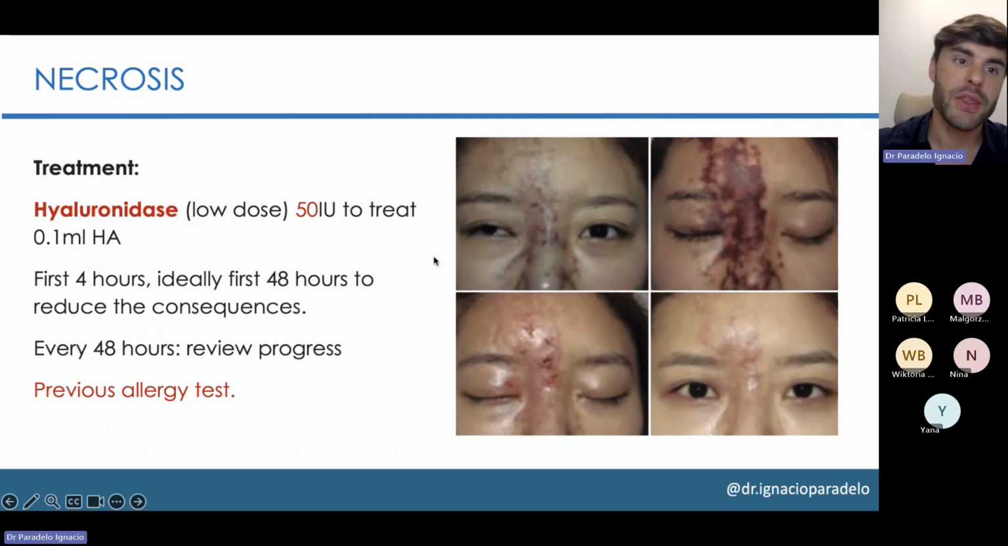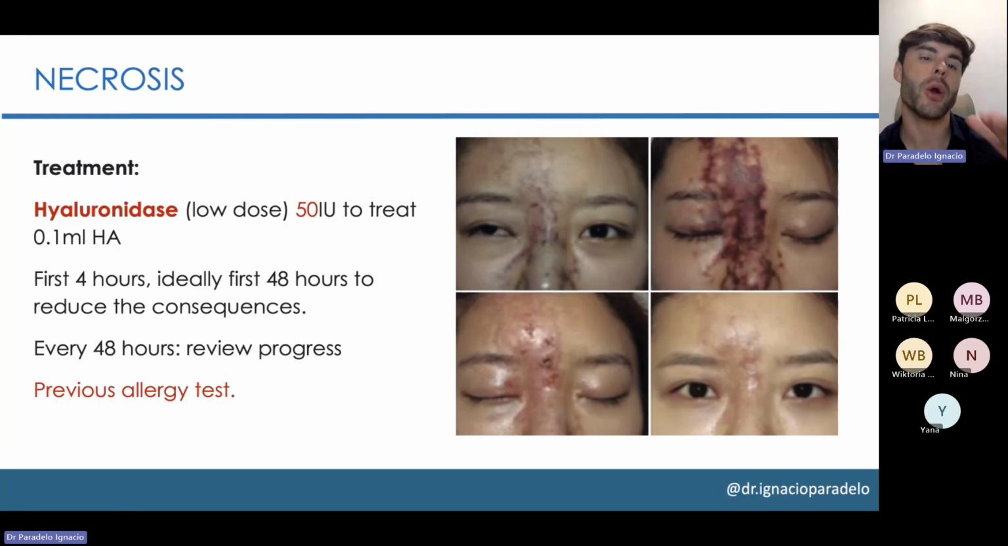So if we want to treat this kind of necrosis, we can use hyaluronidase, but with higher doses than we use to treat a granuloma. To treat a granuloma, we use 2 or 5 international units. To treat necrosis, we're going to use 50 international units. And the time to treat it is in the first 4 hours, ideally the first 24 hours, to reduce the consequences. And every 24 hours, we have to review the progress.